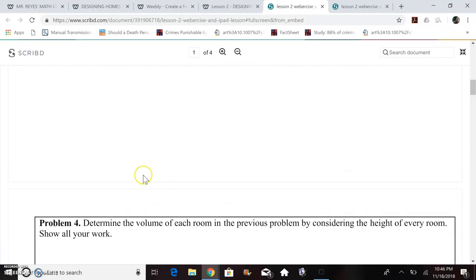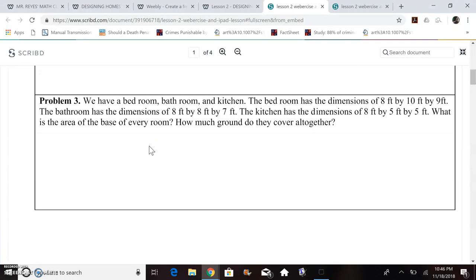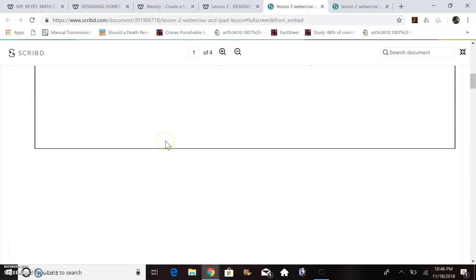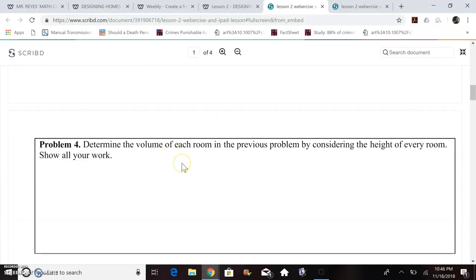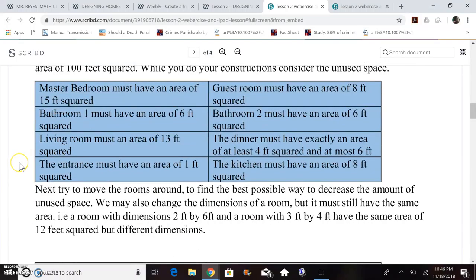And for problem 3 and 4, they can graph these rooms. And they really do need GeoGebra because if they graph these rooms, they're not perfect squares or perfect rectangles. They have extra edges, and by graphing them, they can tell, and from there, they can dissect it and solve for the volume of it. They are also required in GeoGebra to create a 2D floor plan with these requirements in the blue box.